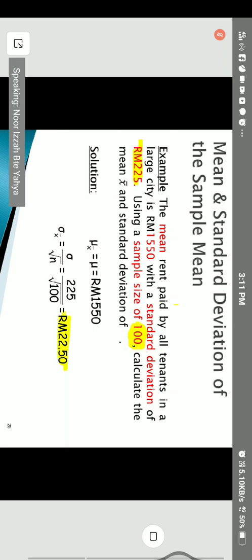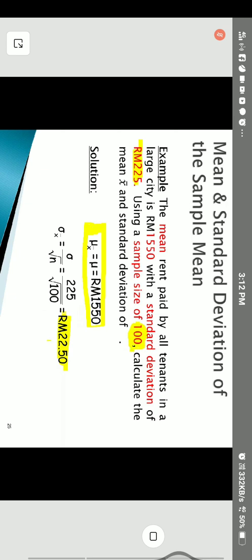Okay, any question about the mean and standard deviation of the sample mean? So in this topic, sampling error, normally the population mean and the sample mean will be the same. Then you use the standard deviation of the population, divide by your n, here 100, and you get the standard deviation of the sample mean.